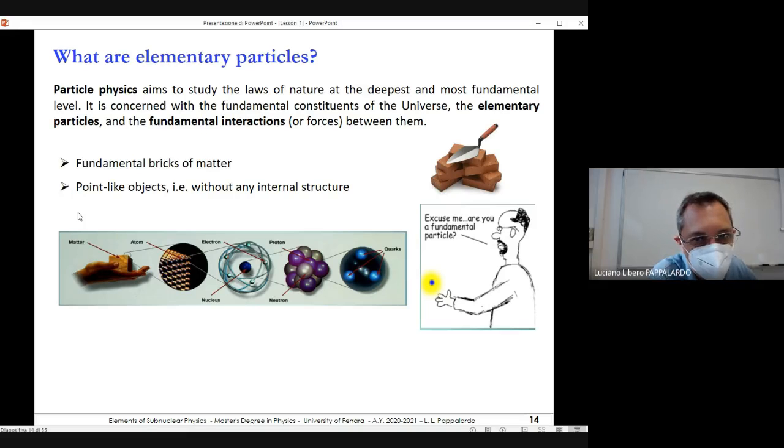Now, the concept of elementary particle has evolved a lot in time. By the end of the 19th century, atoms were supposed to be elementary particles. Then with the discovery of the electron by Thomson in the late 19th century, and of the atomic nucleus by Rutherford, it was understood that the atom is not an elementary object, it is a composite object. It is made by a very small, positively charged nucleus surrounded by a cloud of electrons. And the nucleus itself is not an elementary object. It is made by protons and neutrons, as you know.